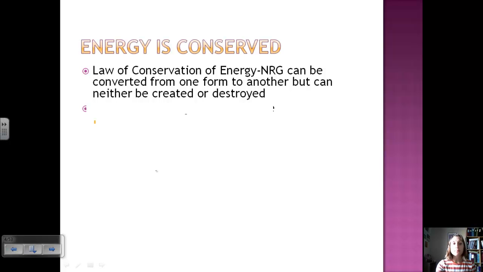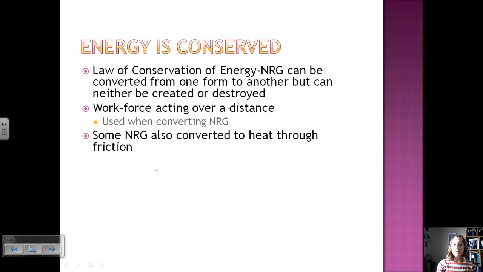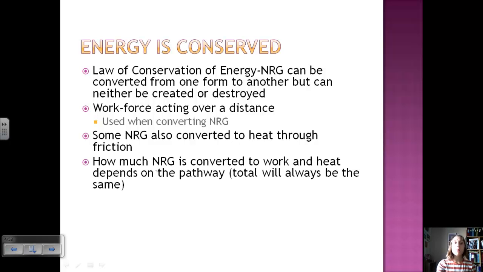It just changes forms. Well, we said that energy involves work. So work is the force acting over a distance. And this is used when we are converting energy. Some energy is also converted to heat through friction. And how much energy is converted to either work or heat depends on the pathway. The total is always going to be the same, but the amount that goes to either work or heat is going to be different depending on the path or depending on what happens.